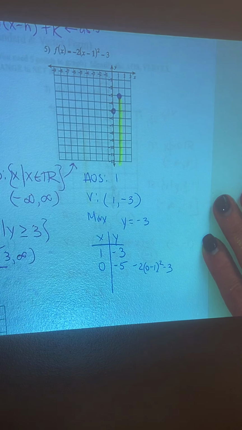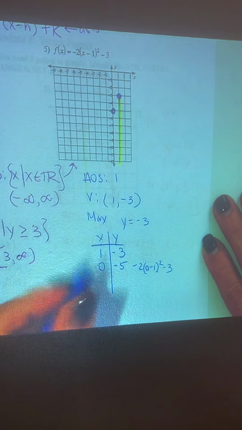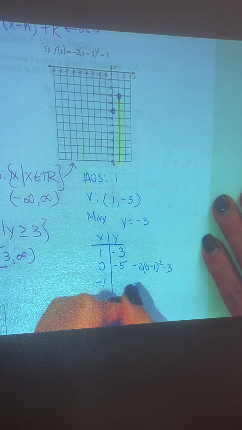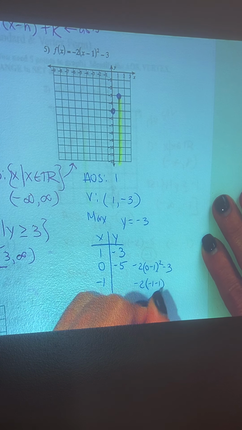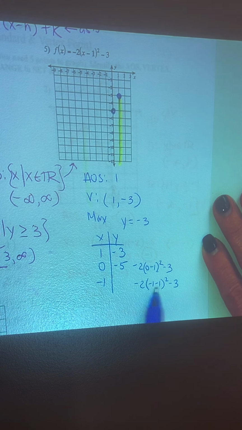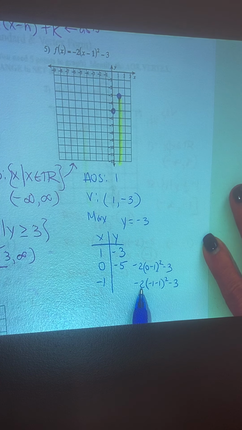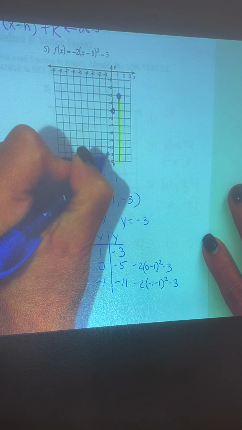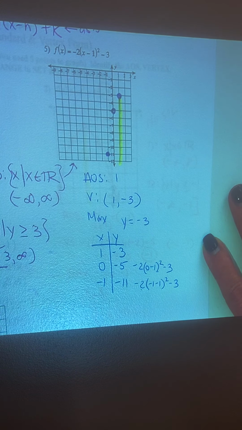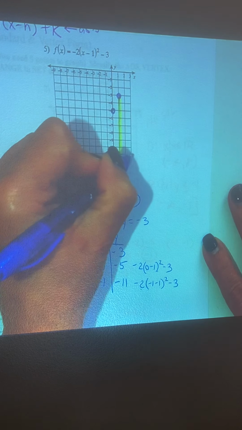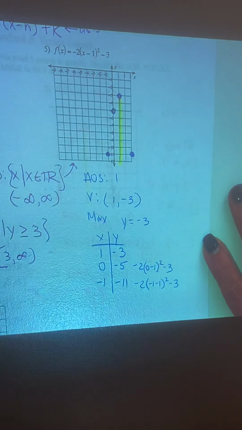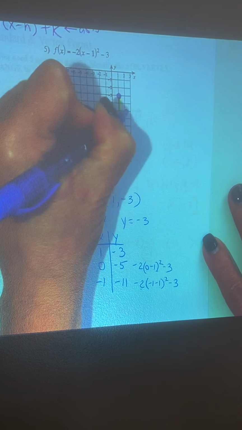Okay, what's my third point going to be? I have a 1, I have a 0. Third point, -1. Plug in. That's -2 squared is 4. Times -2, -8. Minus 3, -11. -1, -11. There's my points. Reflect. There's my parabola.